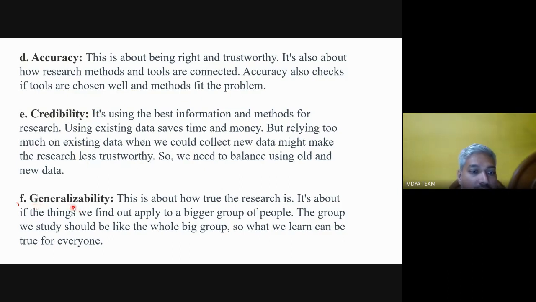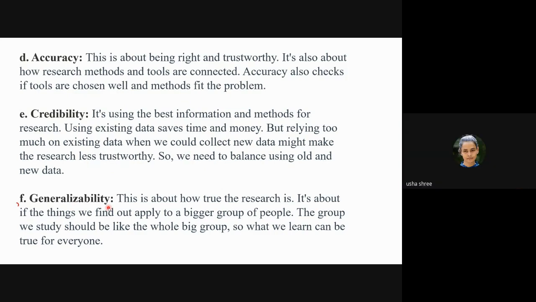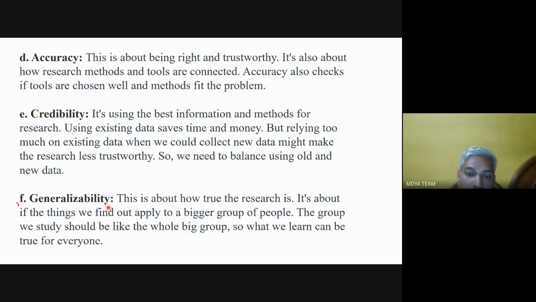Now, generalizability. What is generalizability? Applying the results of a research to a wider group. Whatever we have identified through our research and the results, we are going to implement on a wider group, and the same result should be there. So this is about generalizability. So another characteristic of research is generalizability.